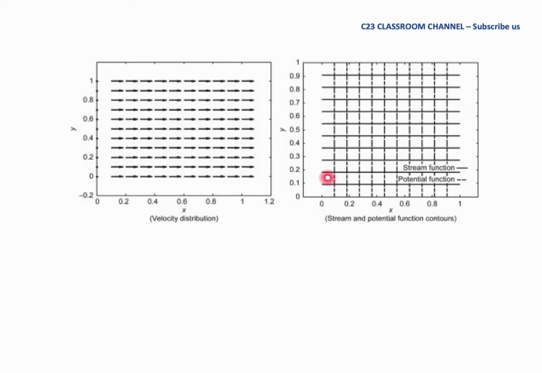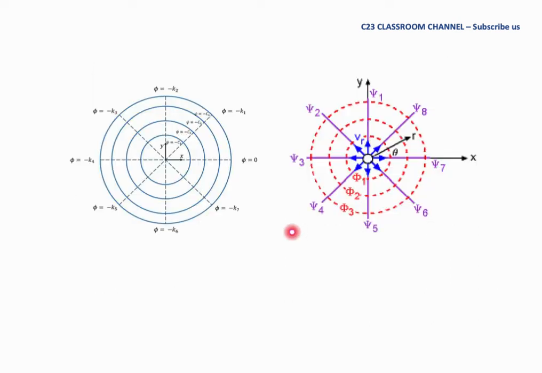So this is the same thing if we have a velocity like this, and for sure the straight line is the stream function here, and then the vertical line will become the potential function or the velocity potential. And then we will learn about this later on.